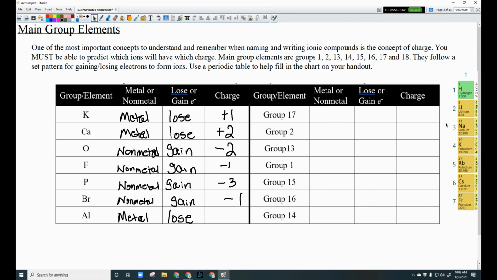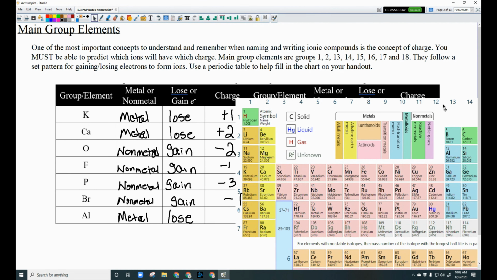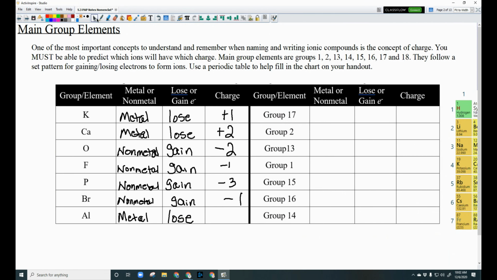And it has 3 valence electrons. Let me make sure. Yep, 3 valence electrons. So it's going to lose those 3. When it loses those 3, it's going to be a +3 charge.